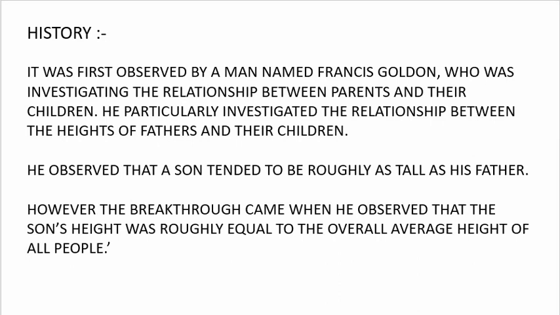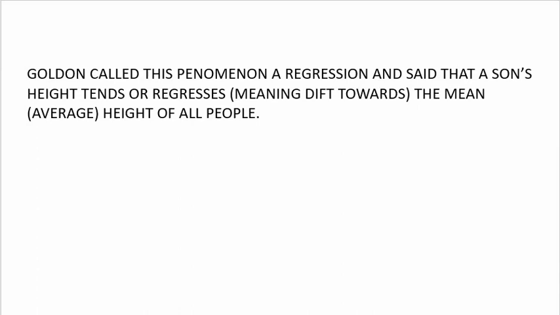He had one more observation, which was a breakthrough: he observed that the son's height was roughly equal to the overall average height of all people in the family. Galton called this phenomenon a regression and said that the son's height tends to regress, meaning it drifts towards the mean average height of all the people in the family.